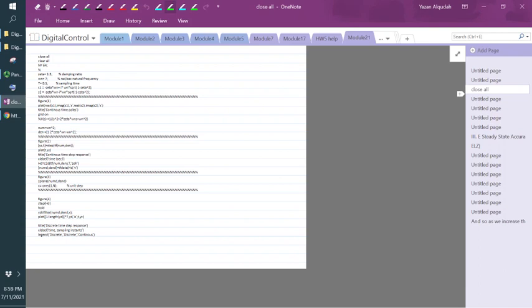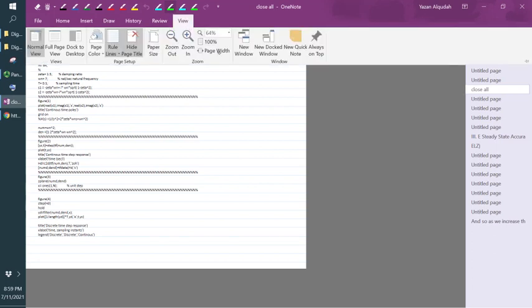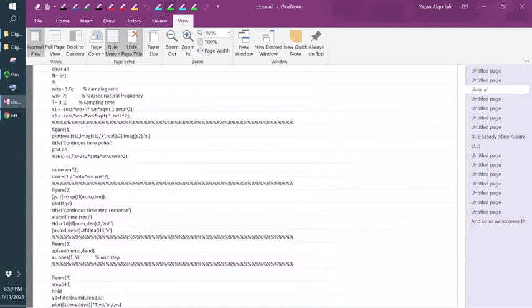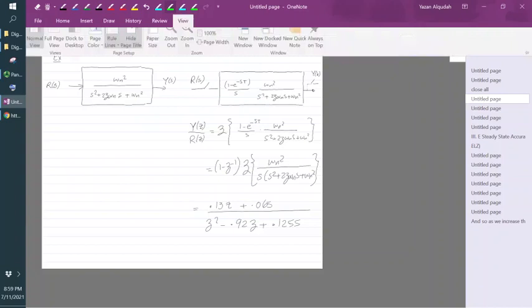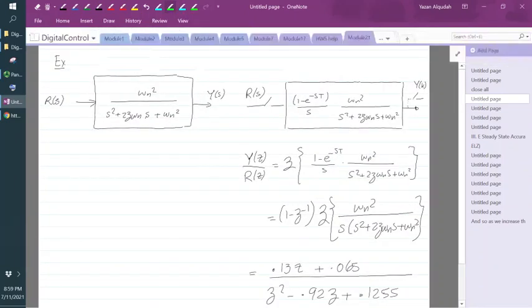You're more than welcome to copy it, change the values, and look at how the system behaves and at the different responses. What we're trying to do in this example is take a continuous time second order system, omega n squared over s squared plus 2 zeta omega n multiplied by s plus omega n squared, and apply a step to its input. So the input is a unit step, and then I'm going to look at the output.